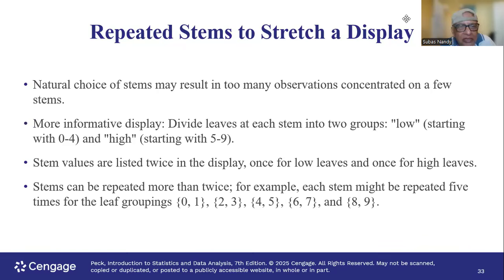Okay. Natural choice of stems may result in too many observations. So if you have a stem of two and there are too many leaves, then the diagram looks too crowded. Okay, so how do you break that up? Divide leaves at each stem into two groups: low, starting with 0 to 4, and high, starting with 5 to 9.